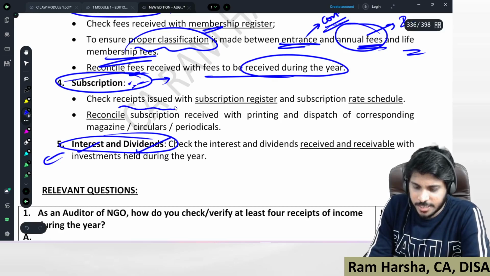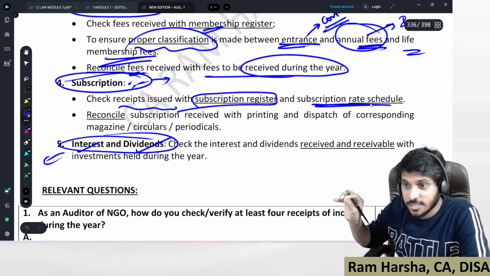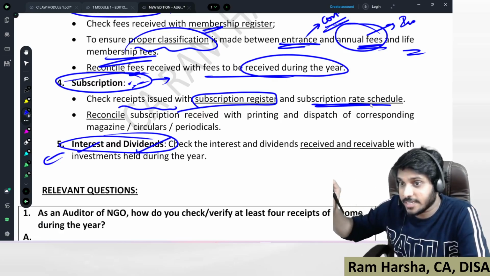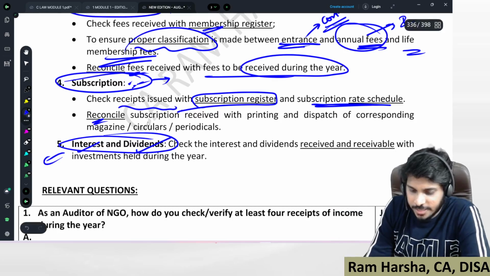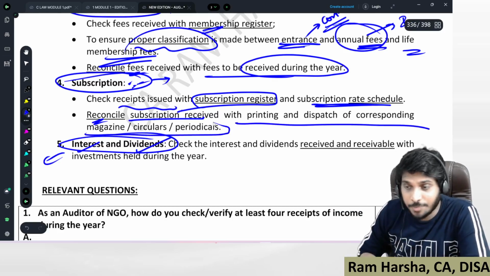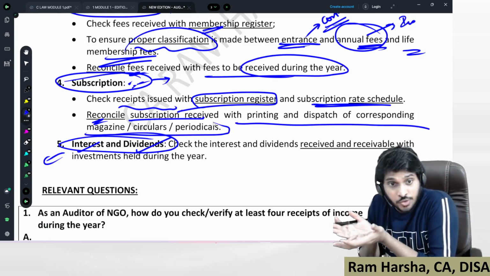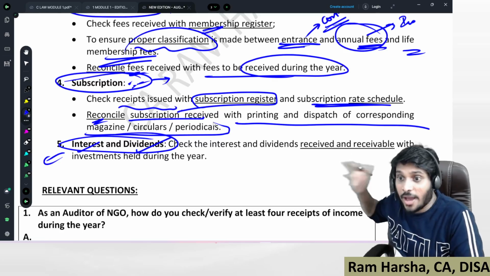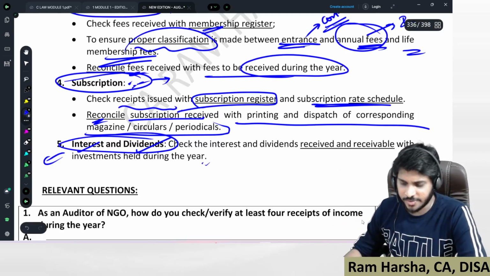Subscriptions. Check receipts issued with the subscription register, and what is the rate? What is the subscription rate? Newsletter so-and-so category, what is the rate? 1000 per annum. Another category 500 per annum, all that. Reconcile subscription received with the printing and dispatch of the corresponding magazine, circular or periodical. Suppose the subscription is in the form of electronic videos, look at the video register, video access grant register, all that. Interest and dividend income.